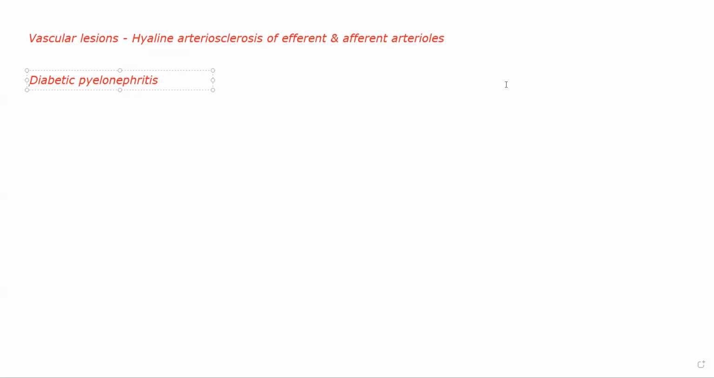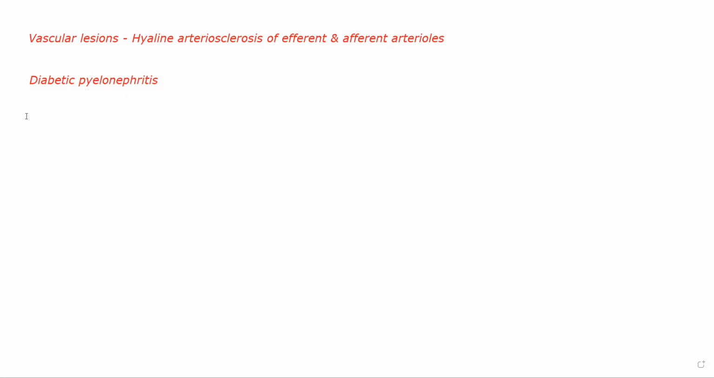Okay. And in general, chronic pyelonephritis is almost 10 to 20 times more common in diabetic patients than in normal patients. So prolonged pyelonephritis is more common in patients who have diabetes than in normal patients.